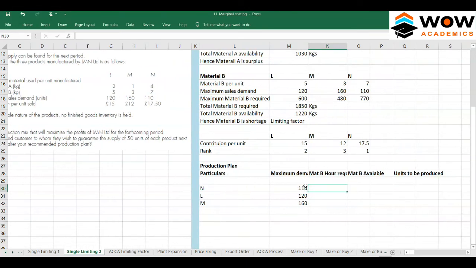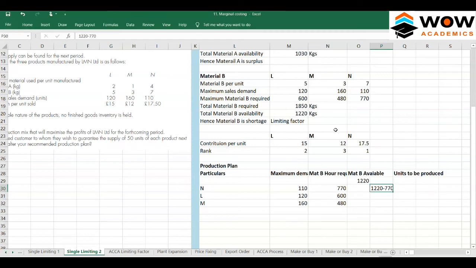Material requirement, I think we have already done. So N requires 770 kg, L requires 600 kg. So we are getting it from here. And M requires 480 per kg. Okay, so the total availability of material is 1200 kg. So first we can give 1200 kg. From there we can give 770.